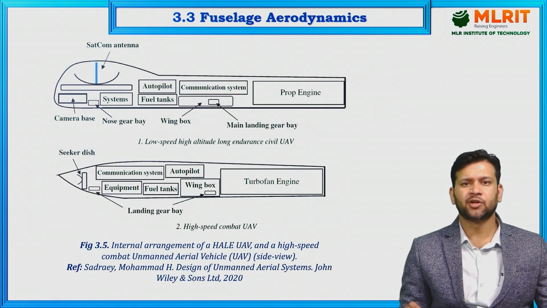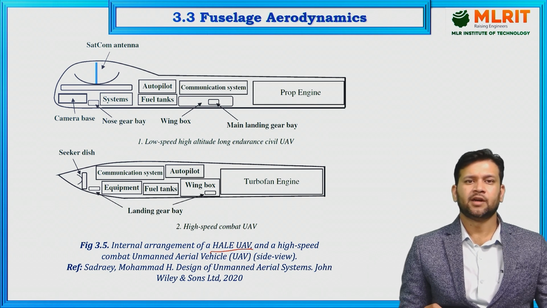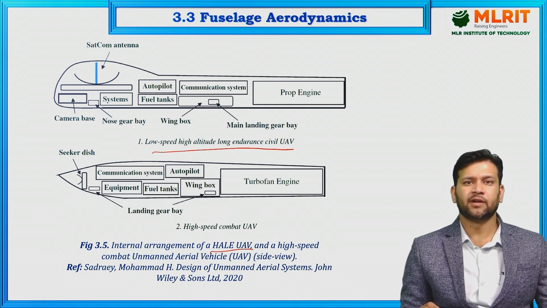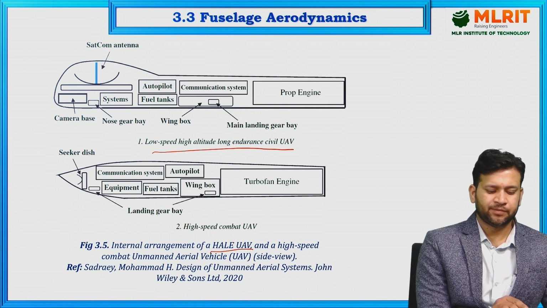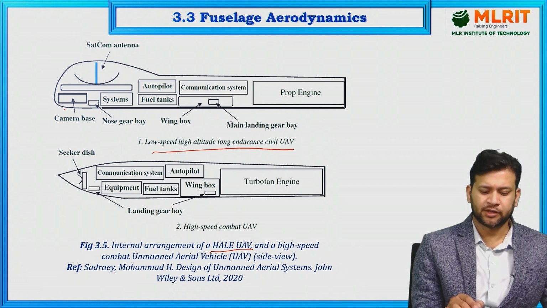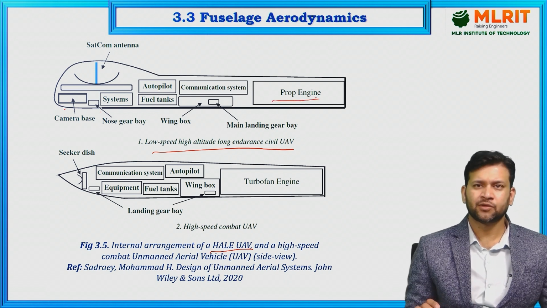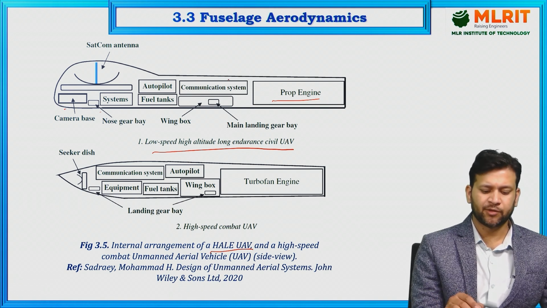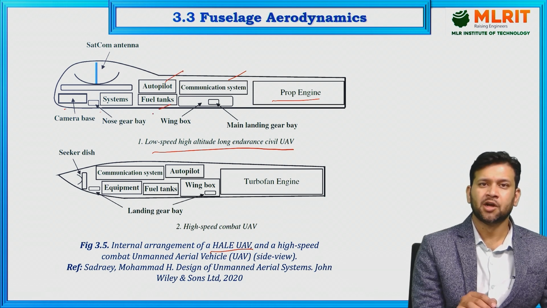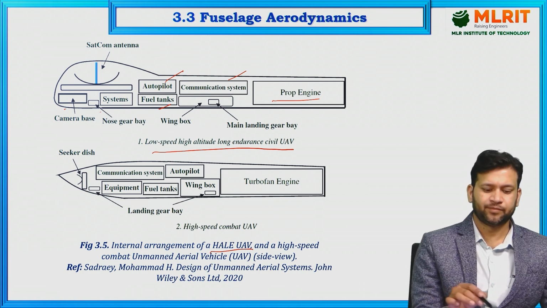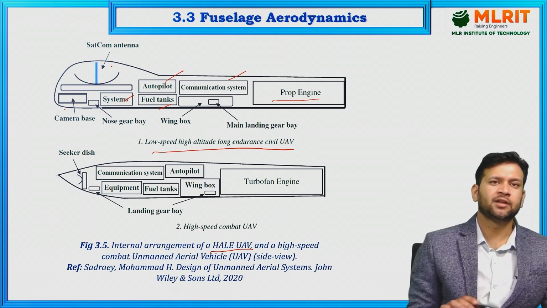This is the internal arrangement of HALE unmanned air vehicle and high speed combat unmanned air vehicle. So, in low speed, high altitude, long endurance civil unmanned air vehicle, we have a camera base here. This is the nose gearbox, the front nose. This is the wing box. This is main landing gear bay where it is stored. When the engine is installed inside the fuselage, it will be here at the rear side of the fuselage, propeller engine. This is communication system. This is autopilot system. This is the fuel tank through which fuel will be supplied through a pipe system to the engine. These are the systems, and this is the antenna, the radar dish.